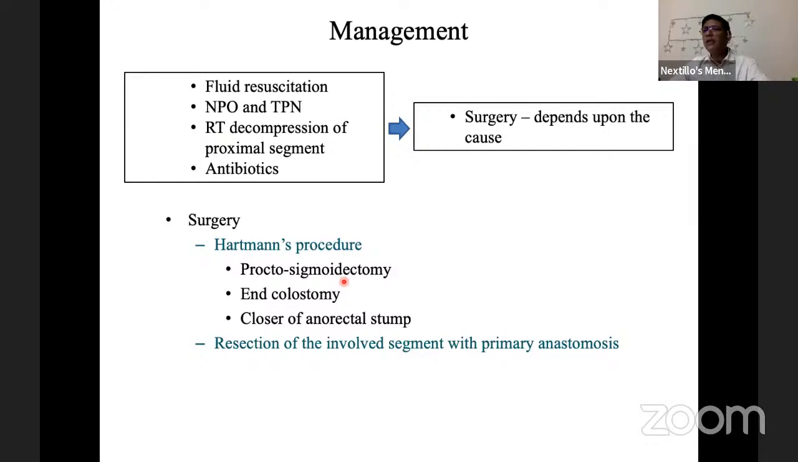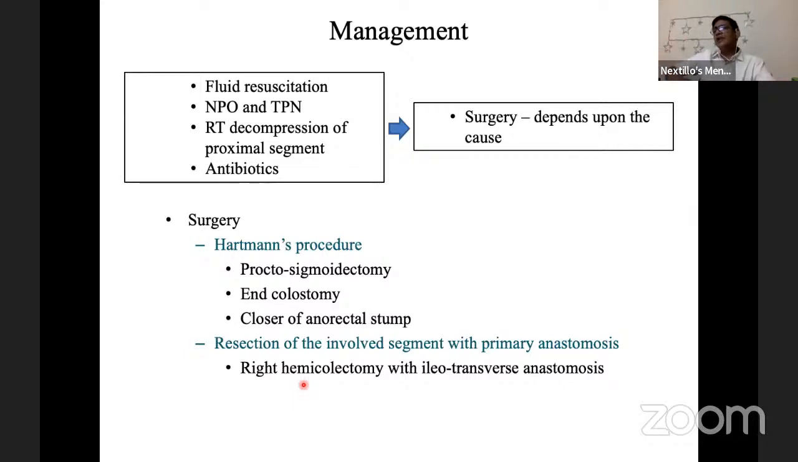Now, this could be right hemicolectomy with ileotransverse anastomosis. This is going to be done if the tumor is in the right side of the colon. The whole right side colon is removed and the ileum is brought up to the transverse colon and anastomosed there. Or we can go with the colectomy, removal of the whole of the colon, and anastomose the ileum with the rectum. Ileorectal anastomosis.